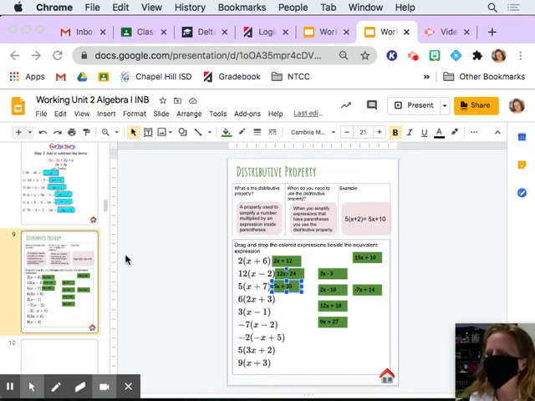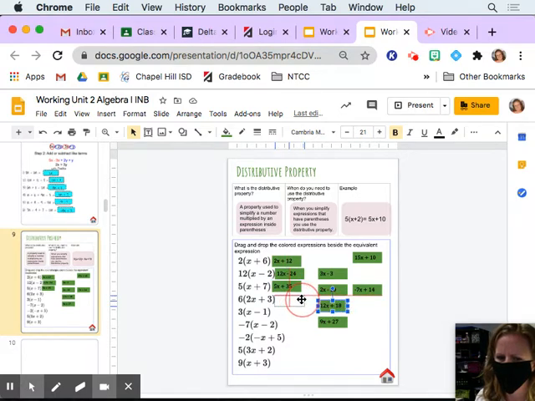Okay, we are just checking over slide 9, making sure you did that because this was your assignment yesterday. And then we have 6 times 2x plus 3. We distribute the 6. We get 6 times 2 is 12, and 6 times 3 is 18. So 12x plus 18.